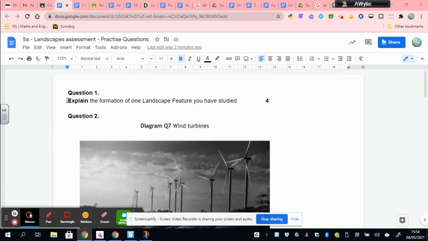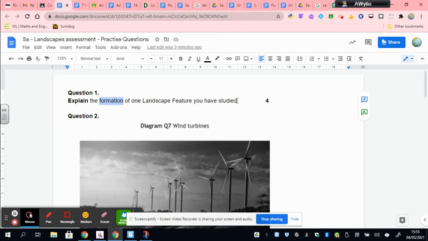So if we look at question 1, you're being asked to explain, so that's give reasons for the formation, so that's how something is made, of one landscape feature you've studied. Now, this is a very general question, so it could be any of the landscape features, both from the glaciation landscapes part of the topic or the coastal landscapes. So you might choose to do the corrie, the arête, the pyramidal peak, or the U-shaped valley, and those were glaciated landscape features. Or you might choose to do the cliff, the headland and bay, the natural arch and stack and stump, or the spit, which were the 4 features from the coastal part of the topic.